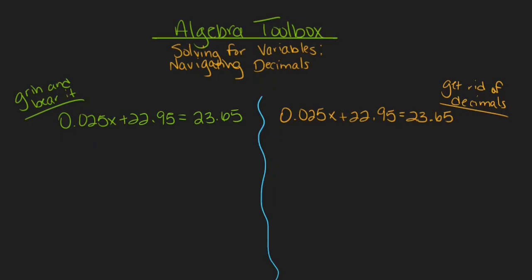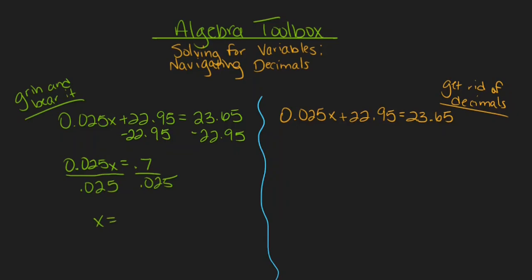I see that I do have an addition relationship between x and 22.95, so I can break that relationship by using subtraction, and I subtract by what I want to get rid of, which is this 22.95. And make sure to do that on both sides of the equation, and that gives me 0.025x equals 0.7. Then from here, I still have a multiplication relationship between the 0.025 and x. So I can break that multiplication relationship with division, and I divide by what I want to get rid of, which is this 0.025. Have to make sure to do that on both sides, and that will give me x equals 28.